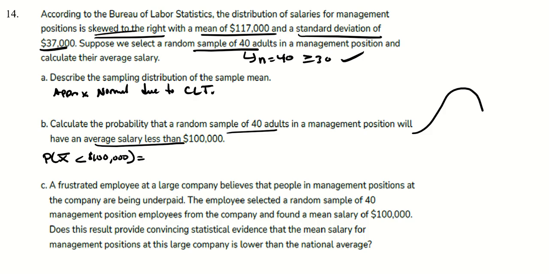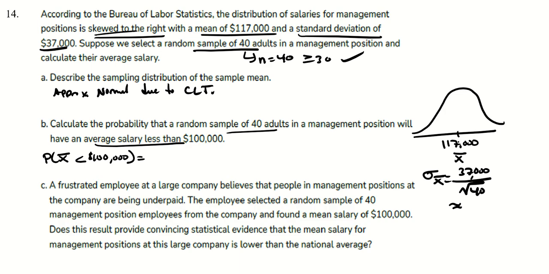All right, so here we go. You got this. This is X bar, you have 100,000. The average salary is 117,000, and you're going to need to calculate the standard deviation. So let's do that. The standard deviation sigma x bar is equal to the standard deviation, which is 37,000, over the square root of 40 adults.